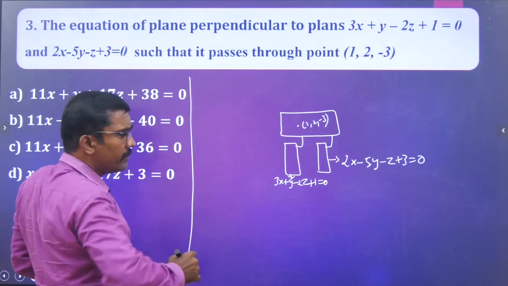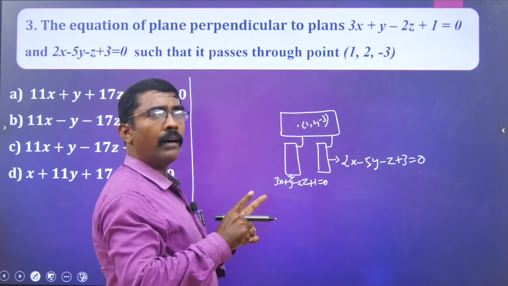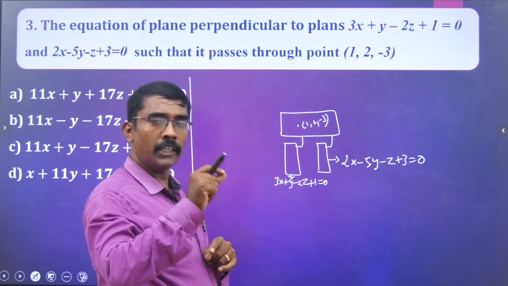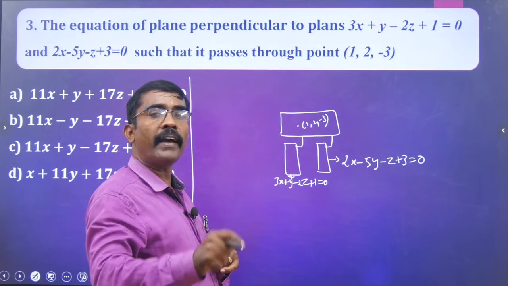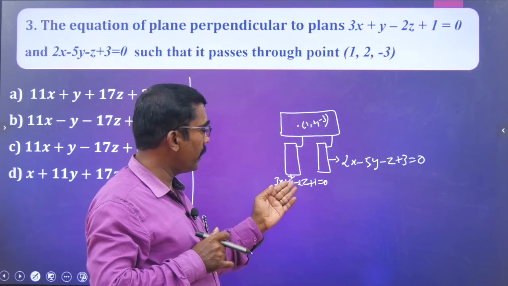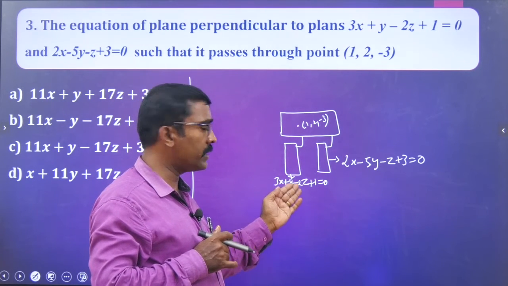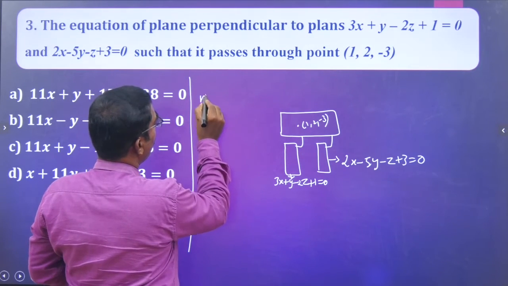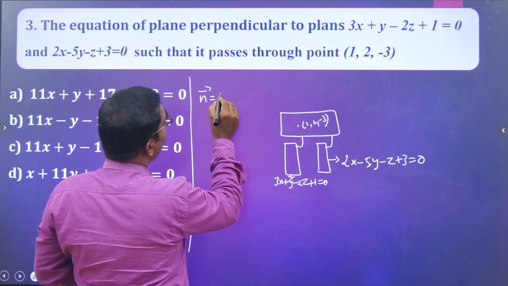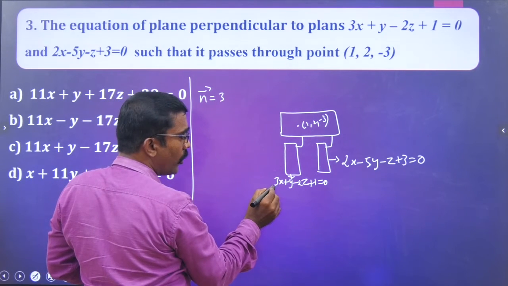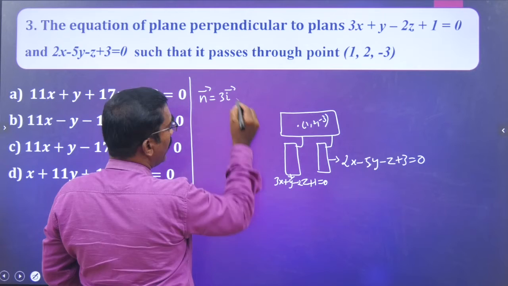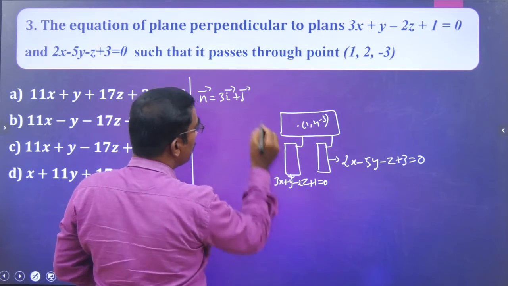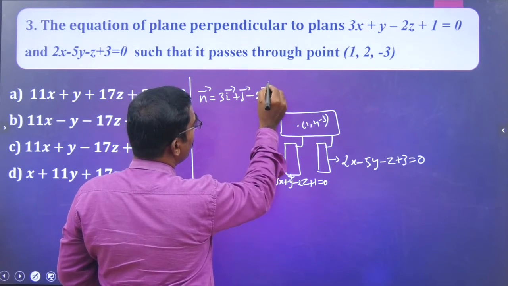We have to find the normal vector. If there is a plane, then there will be a normal vector perpendicular to that plane. If one plane is given, then we can find one normal vector. So here, given one plane 3x plus y minus 2z plus 1 equal to 0, we can find the normal vector. The normal vector n is equal to 3i, the coefficient of x, plus 1j, the coefficient of y, plus minus 2k, the coefficient of z. That's all. Omit the constant.